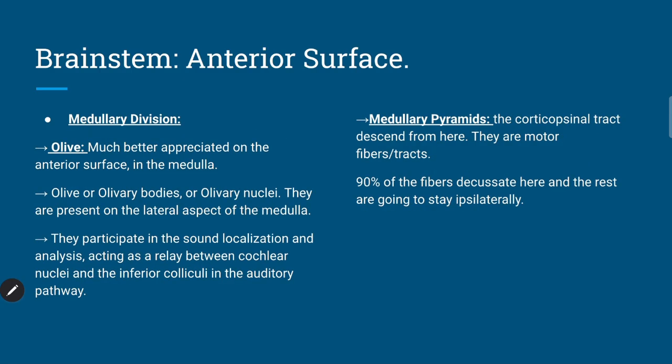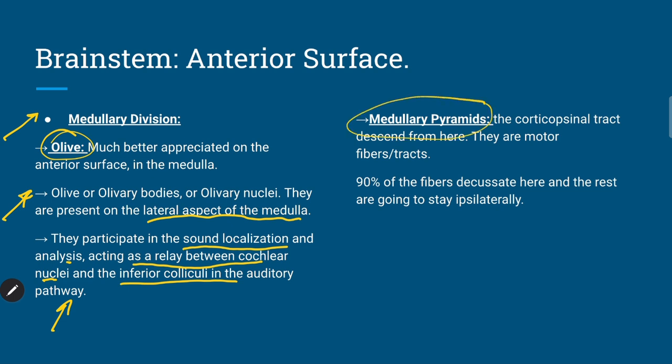And now we're going to focus on the medullary division on the anterior surface. First structure is the olive, and it is much better appreciated on the anterior surface in the medulla. Then we have the olive and olivary bodies or olivary nuclei, and they are present in the lateral aspect of the medulla. What do they do? They participate in sound localization and analysis, acting as a relay between cochlear nuclei and the inferior colliculi in the auditory pathway. You will see the inferior colliculi in the later slides.